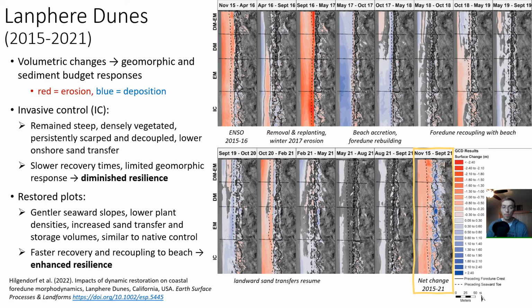And then the restored plot saw gentler seaward slopes, lower plant densities, and increased sand transfer and storage volumes, similar to a native control plot that is just off view on these maps here. So that led to faster recovery and recoupling to the beach and enhanced resiliency. These are all things that we really want to see when we're trying to look at how a system can adapt to anthropogenic climate change and rising sea levels.